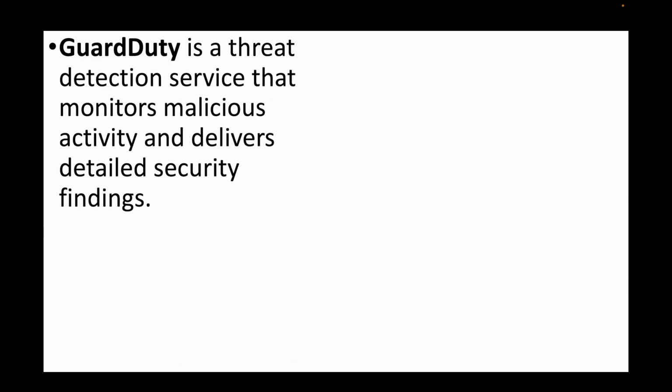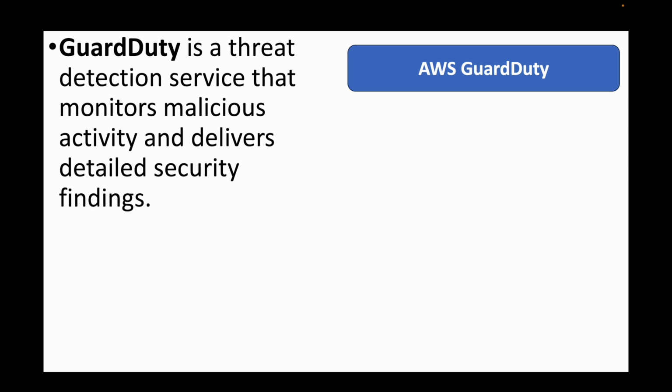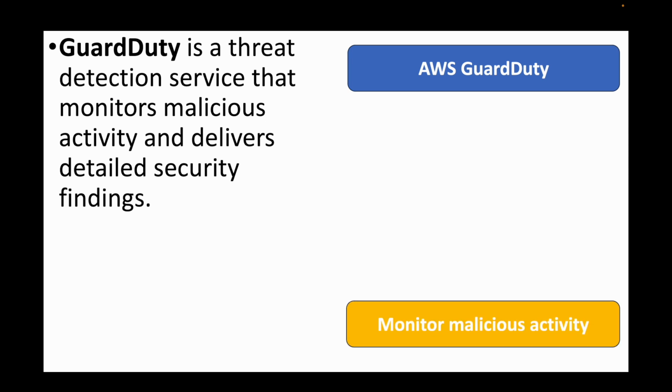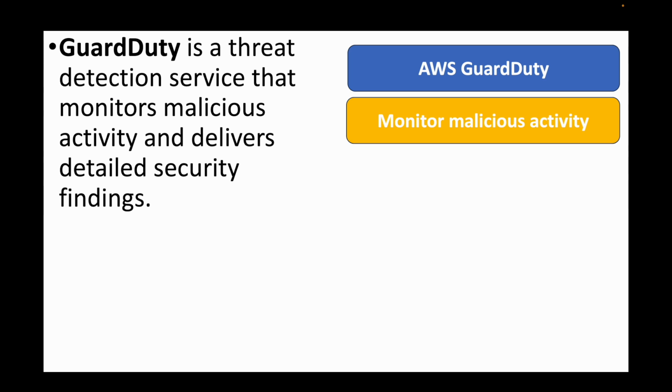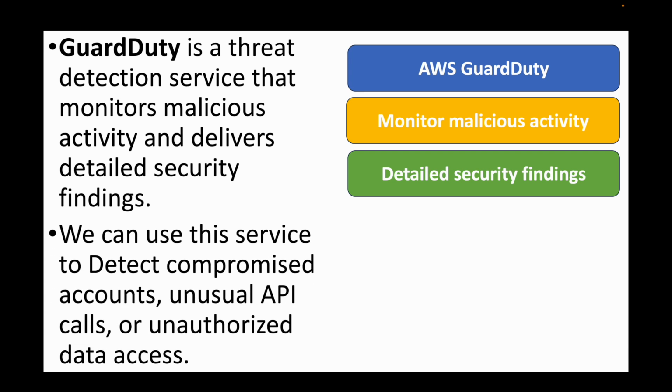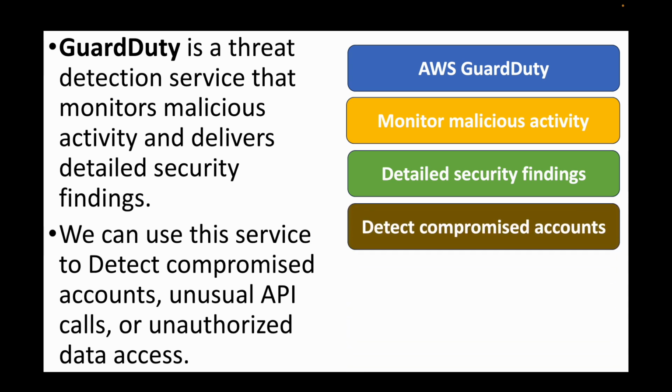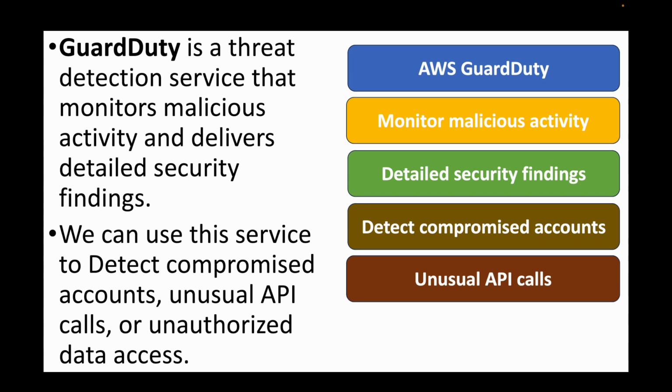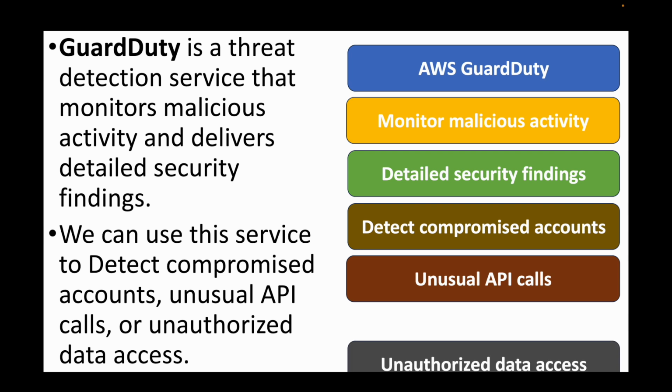The next question we have is, what is Amazon GuardDuty? So GuardDuty is another security service that you have in AWS, and this is mainly a threat detection service which helps you to monitor any malicious activity that might be happening and also deliver detailed security findings. So we can use this service to check if there are any compromised AWS accounts, or there's any unusual API activity that is happening, or there's any unauthorized data access to your accounts. All those things can be managed by making use of your GuardDuty.